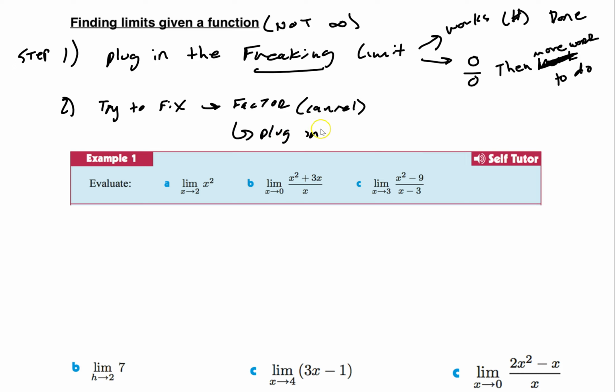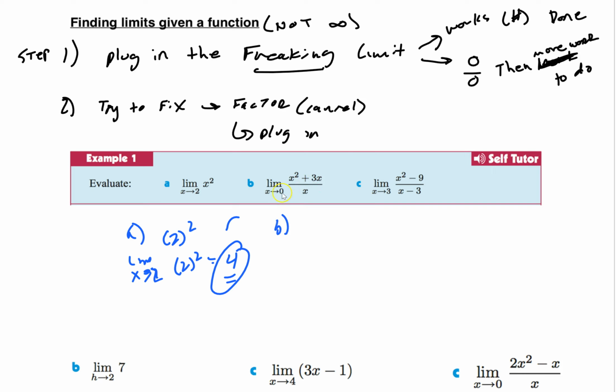So let me show you some examples. Look at A here. Limit as x approaches 2 of x squared. So you know what I do? I plug that limit in. The limit as x approaches 2. Plug it in. 2 squared. It's a 2, not a 1. And I get 4. Not 0 over 0. I'm good. That's my answer. Done. Answer's 4. Let's move on to the next one.